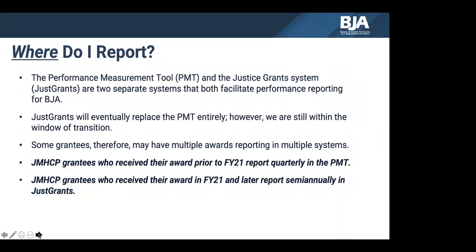Currently, there are two systems in place that both facilitate performance reporting for BJA. Which system you report in is determined by when you received your award. Grantees who receive their award prior to FY21 will continue to report quarterly in the Performance Measurement Tool, or PMT, until further notice. Grantees who receive their award in FY21 will report semi-annually in the JustGrants system.